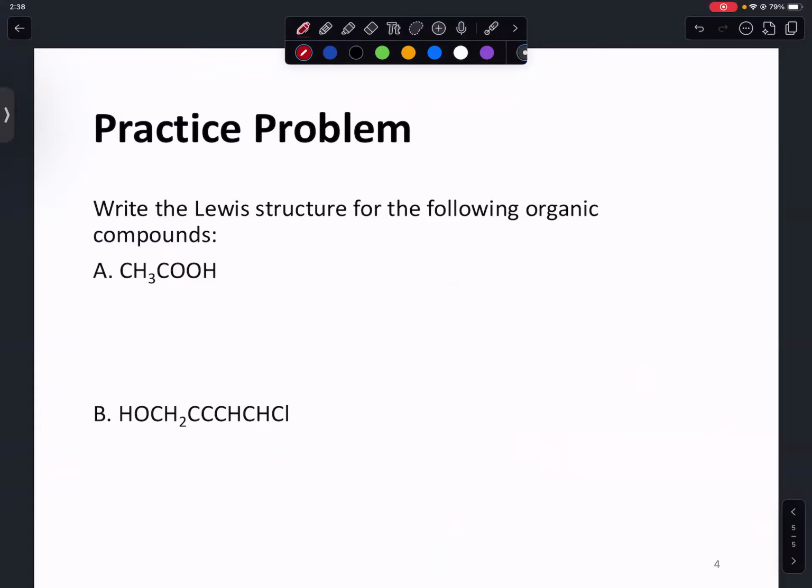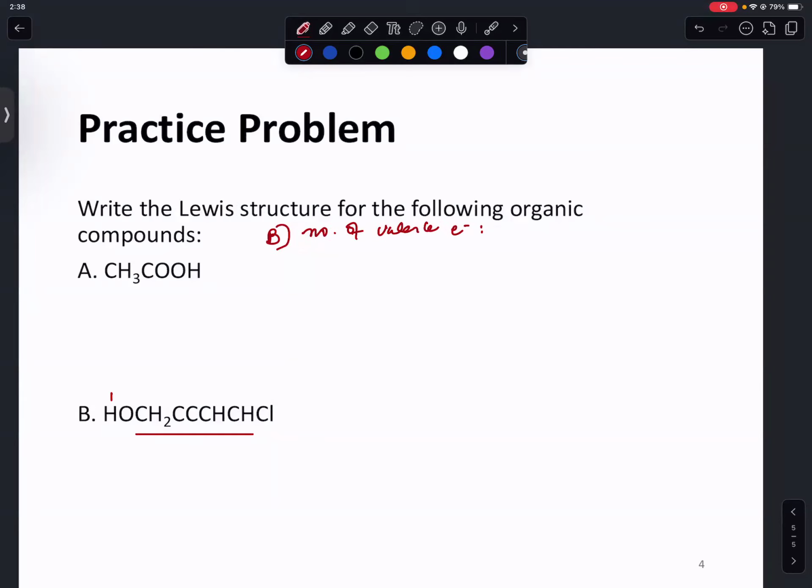I'm going to start with choice B. Because it's a more complex one, I'm going to start by counting the number of valence electrons. Now, how many hydrogens do we have? We have 1, 2, 3, 4, and 5. So 5 times hydrogen, plus 1 oxygen, plus 1, 2, 3, 4, 5 carbons.